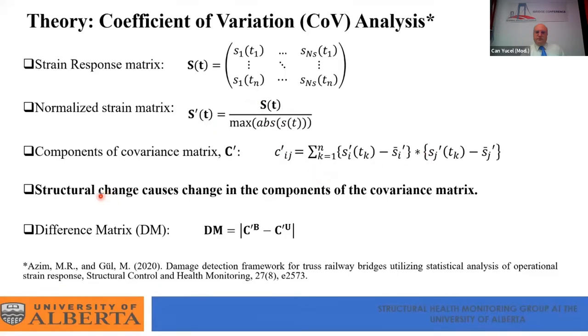Once we have the coefficient of variation matrix for the baseline bridge and the unknown condition bridge, damage can be tracked by just observing the change in that matrix, because again, structural change causes change in the components of the matrix. So the difference matrix is, in this case, the damage sensitive feature, which is basically the absolute difference of the coefficient of variation matrix from baseline to unknown state bridge.